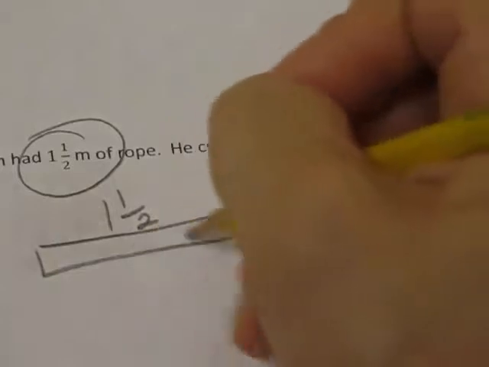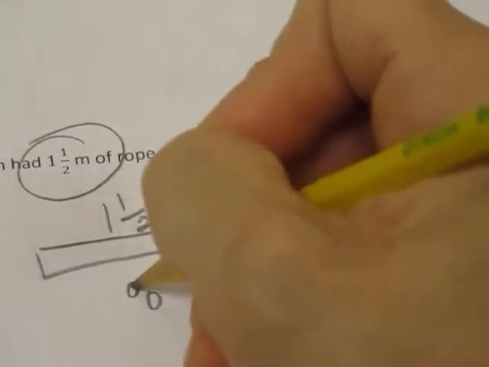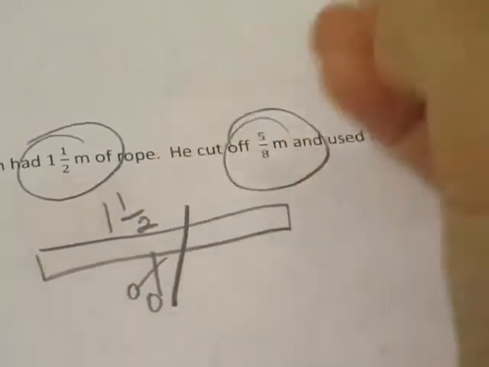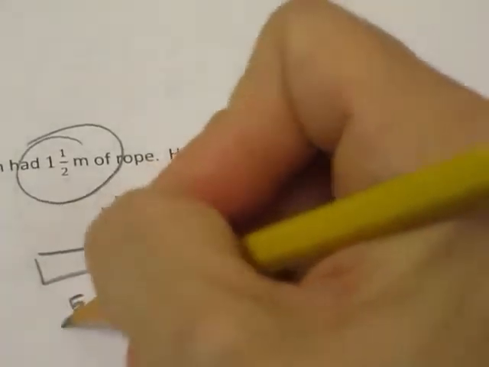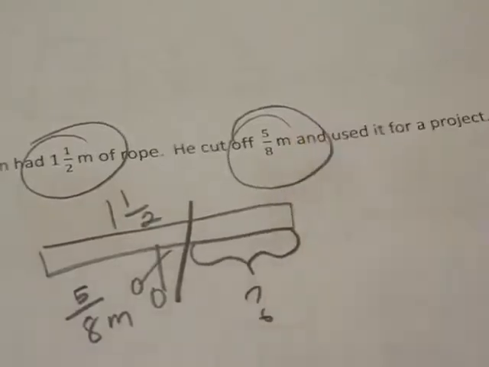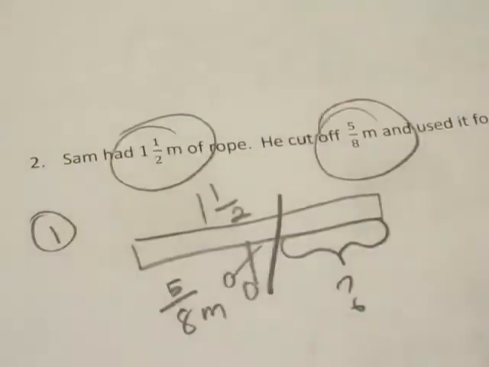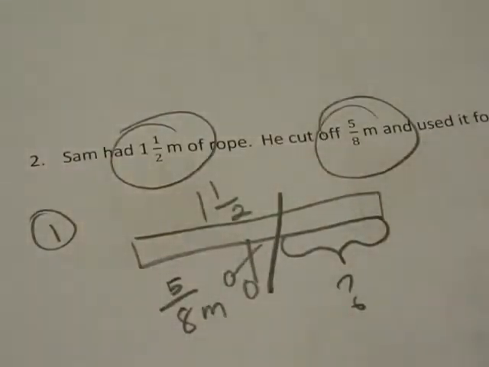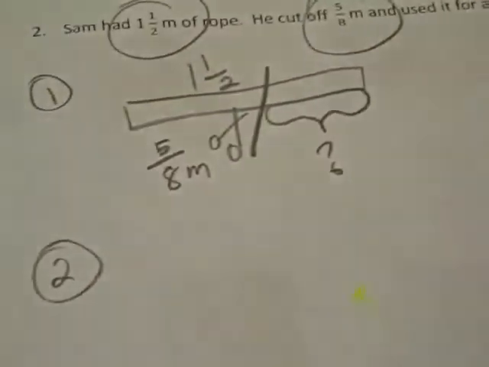Well, here's his rope. It's 1 1/2. And he cuts it. Here's my scissors. And he chops it. And he cuts off 5/8 meters. This is what we want to know, how much he has left over. That's my first part, drawing a tape diagram. Remember, it doesn't have to be too fancy. My second part is writing an equation.